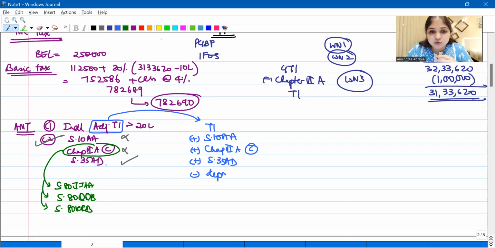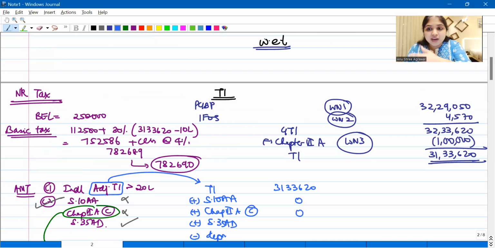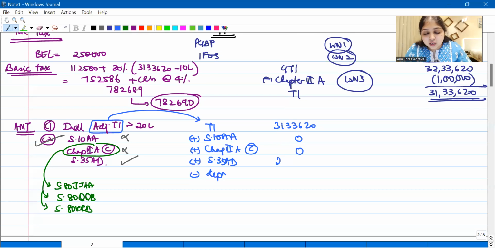Now see, in this question, what is the assessee's total income? His total income is 31,33,620. Do I have 10AA? No. Do I have chapter 6A part C? No. Do I have 35AD deduction? Yes. Remember, the building we had deducted. How much building we had deducted? 20 lakh rupees building we had deducted. So we'll add that back.